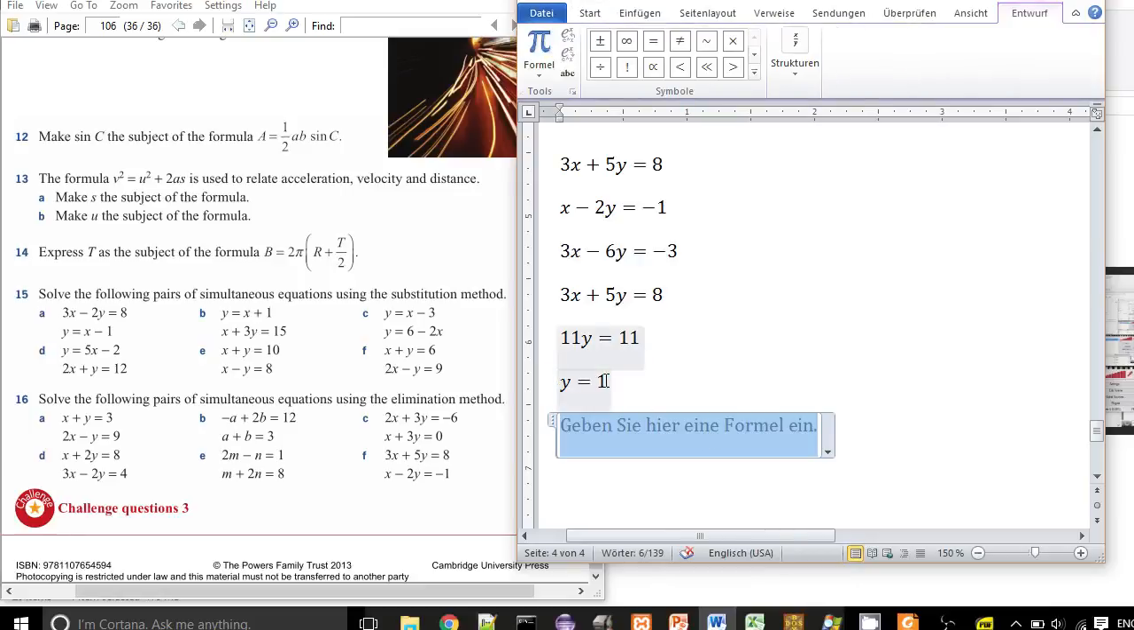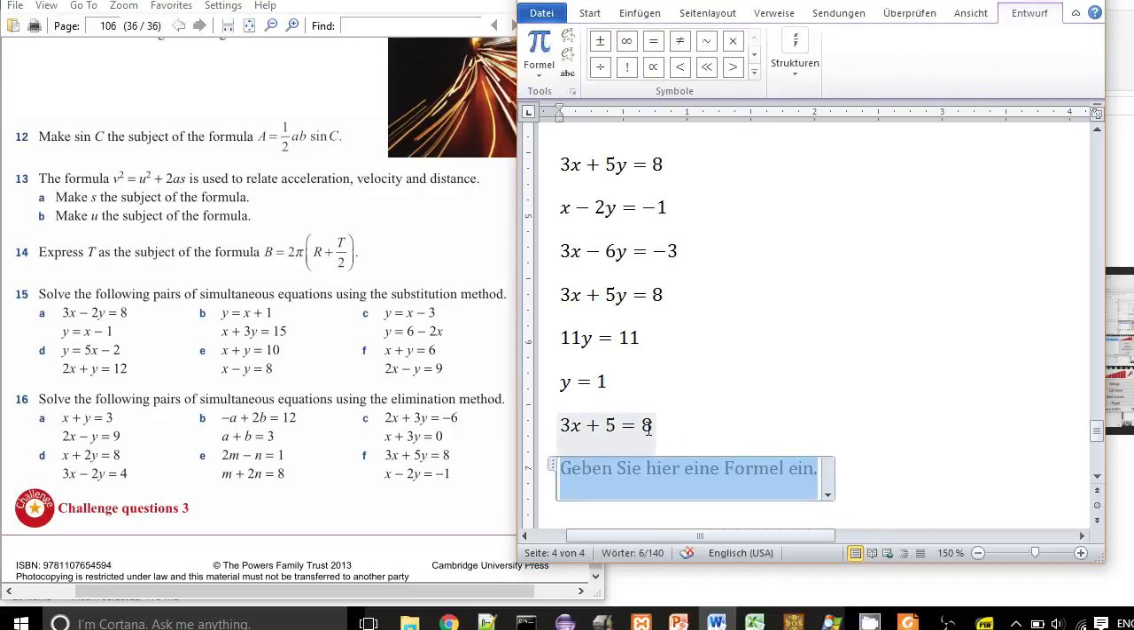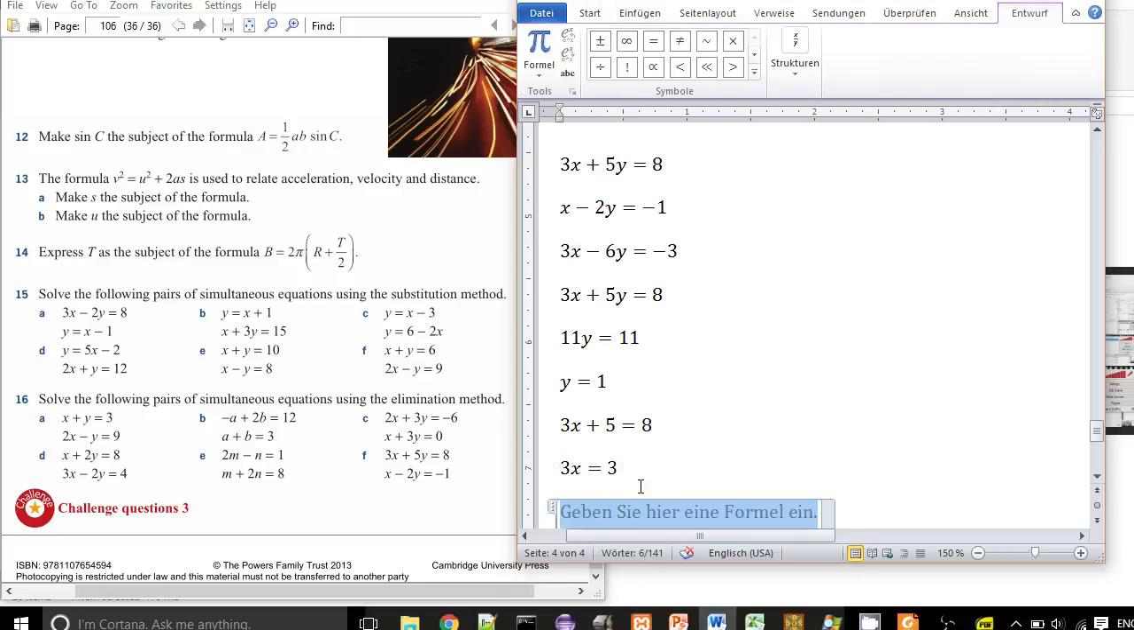Now that I know y, I can use any formula that has both x and y. So let's just go with this one. So 3x plus 5 times 1 is just 5, equals 8. Then I need to minus 5, 3x equals 3, and then I need to divide by 3, so x is 1.